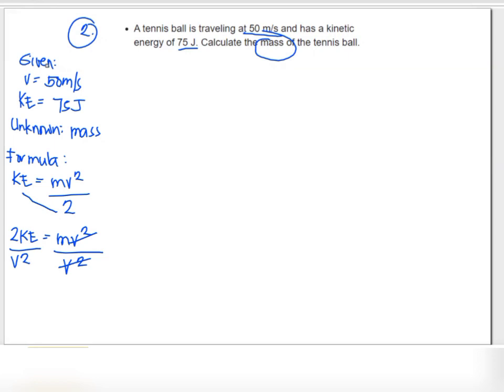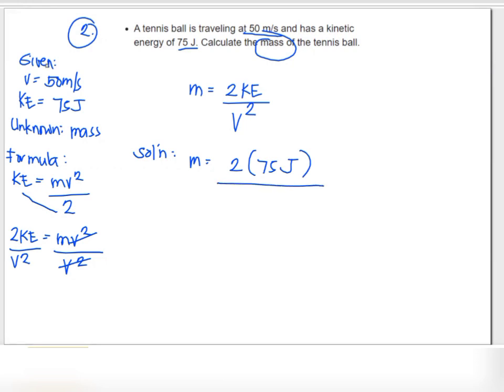Gaya ng sabi ko, you try to rewrite your formula or your final formula. So it's M equals 2KE divided by V squared. Okay? And then now, for the solution, substitution na lang tayo. M equals 2 multiplied by the value of our kinetic energy, which is 75 joules, divided by our V. Ang V natin is 50 meters per second, pero i-square natin siya.